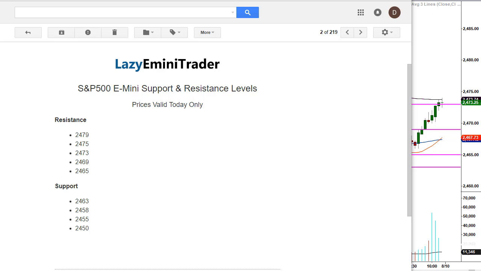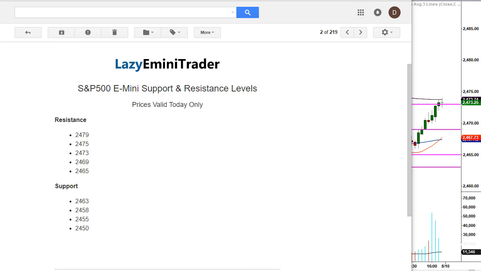These are price levels where price will first be drawn to and typically have a price reaction from in the other direction. We happen to be in a relatively compressed market right now, so some of these levels happen to be close together, but you can see the resistance levels that were prevalent today were 24.79, 75, 73, 69, and 24.65. Support levels are listed at 24.63, 24.58, 55, and 50.